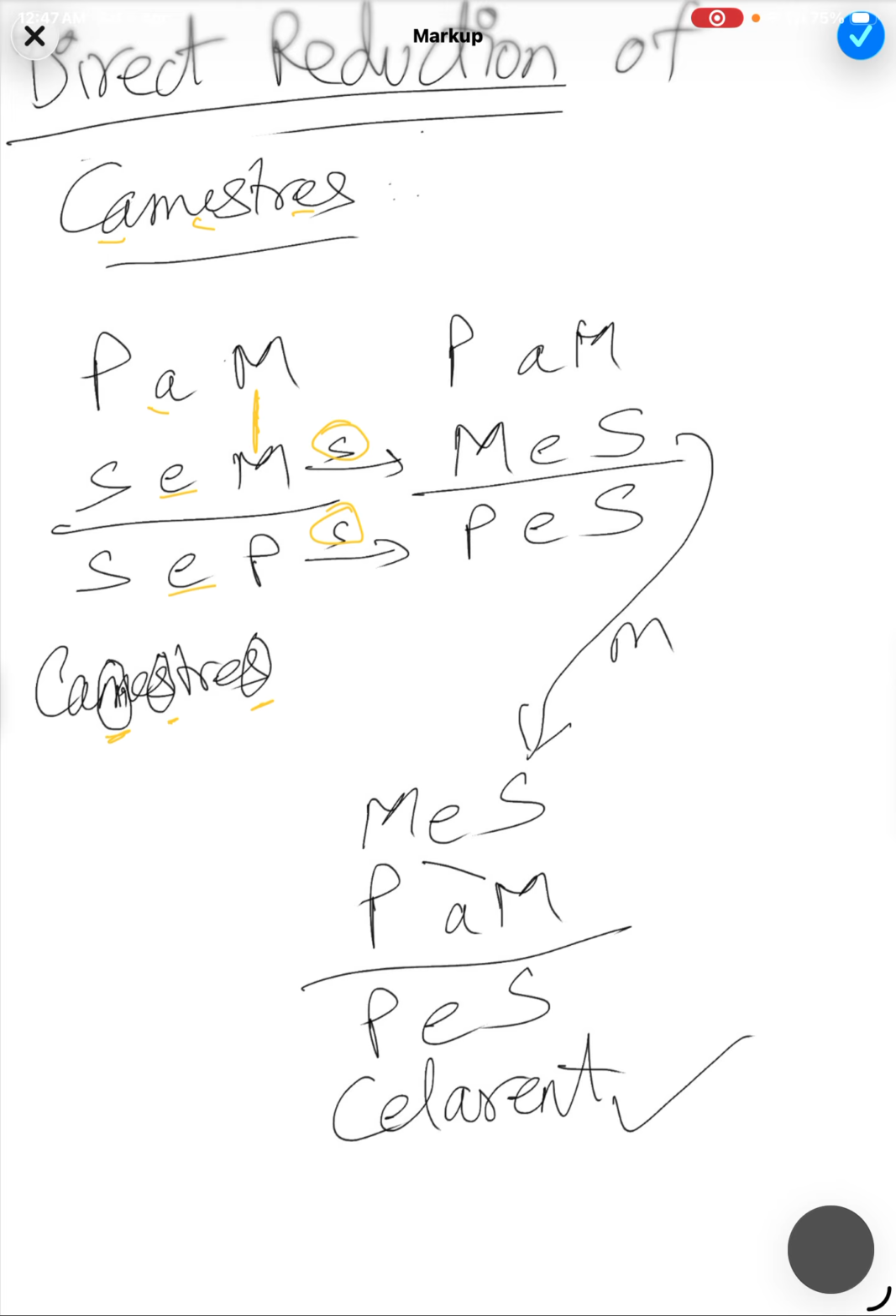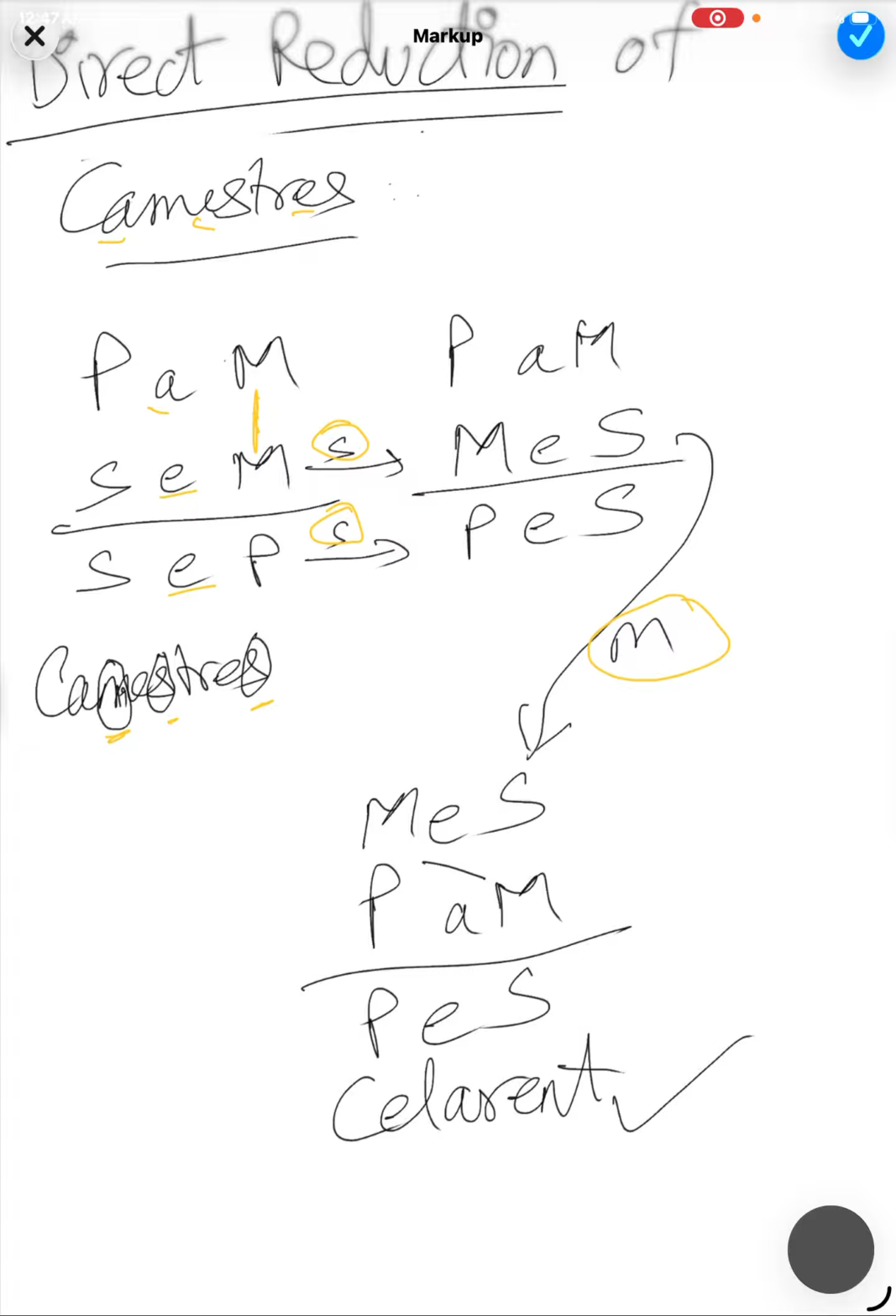Okay. So now, doing simple converse on both, I'm getting E's converse is E. I'm just interchanging. SEM becomes MES, SEP becomes PES. And the major premise remains as it is. Now I'm doing M. Meaning, the major premise becomes the minor, and the minor premise becomes the major. So MES, PAM, and PES.